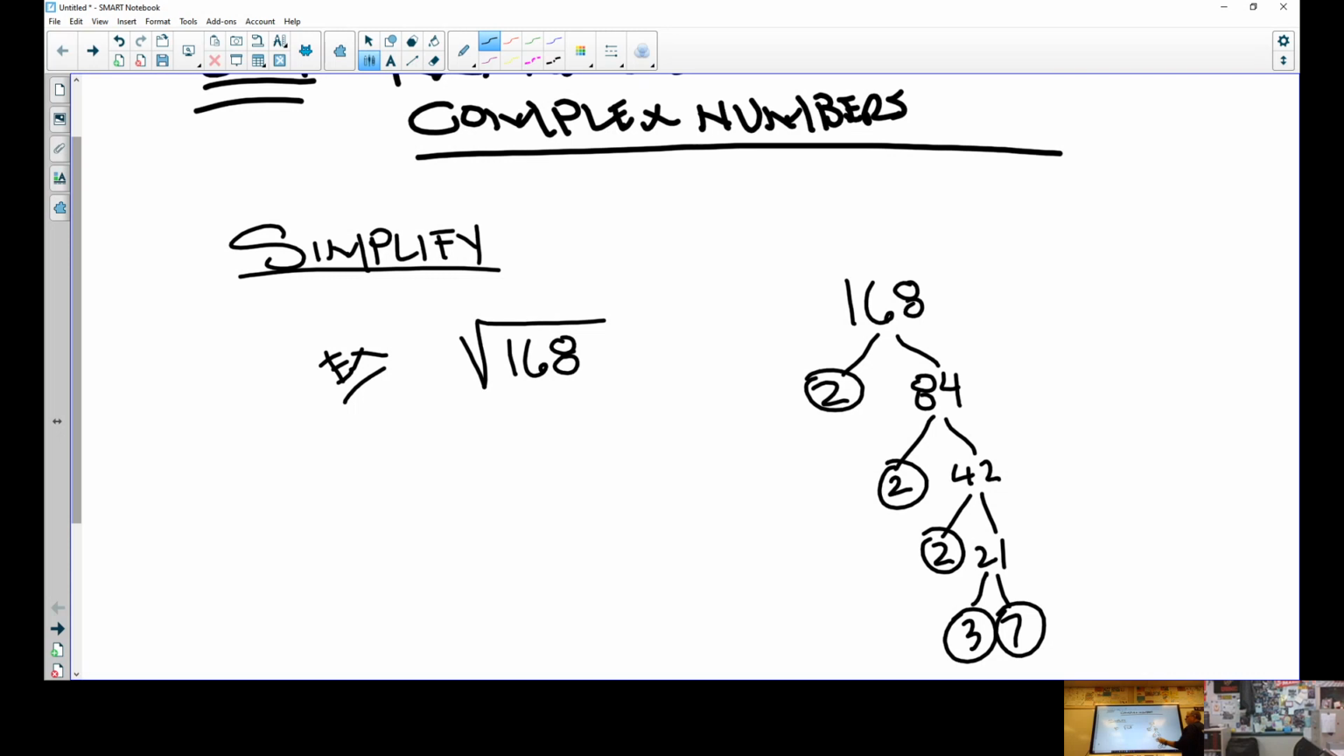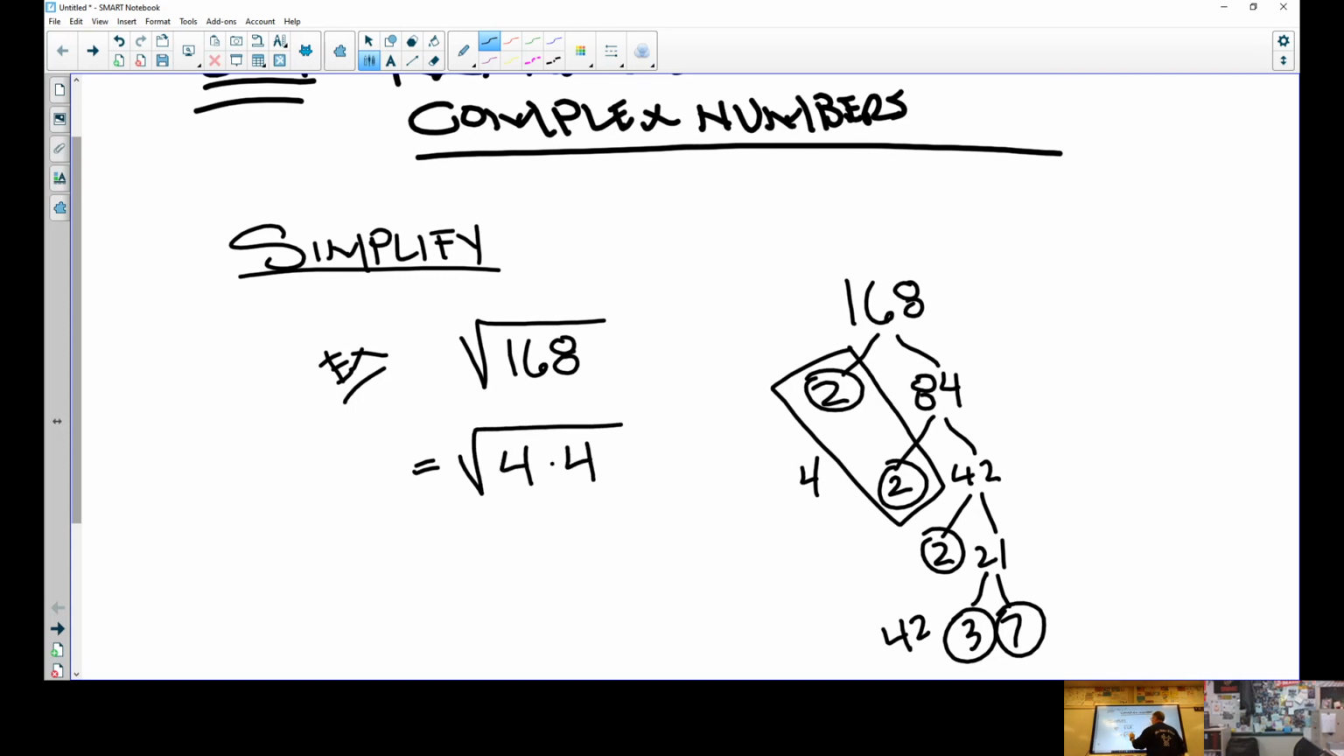Now, with a square root, we would look for pairs of factors. This is one pair. I don't have any other pairs. There's only a 2, a 3, and a 7 left. So this is the way I'm going to think of it. I'm going to have 4 times 2 times 3 is 6 times 7 is 42. So this is going to be 4 times 42. So I'm thinking of it this way, the square root of 4 times 42.